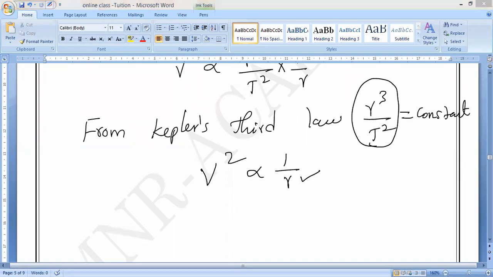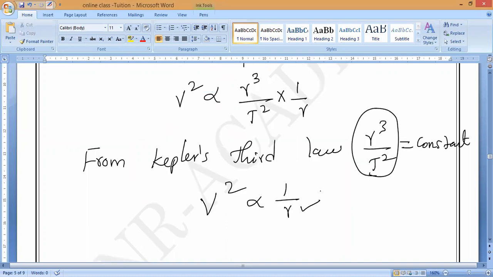Now, as we know, in place of V square, what can I keep? 1 by R. That is the meaning of it. Actually, this is constant, correct? So constant and proportionality will go, and only the equals sign remains. So in place of V square, can I keep 1 by R? Yes, sir. So let me imagine this is equation 2.